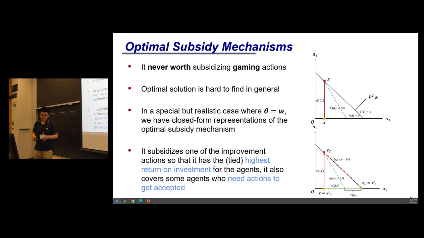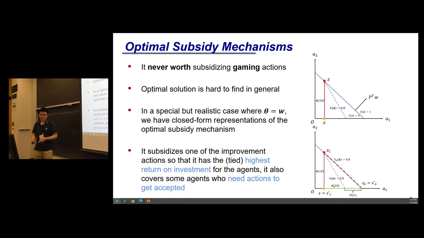Especially when the qualification coefficient and classification coefficient, theta and w, are different, it can turn out that for all the parameters in the subsidy mechanism, when trying to optimize over them, we are solving an arbitrarily non-convex problem. In a special but realistic case, when theta equals w, we are happy to show that we have closed form representations of the optimal subsidy mechanisms.